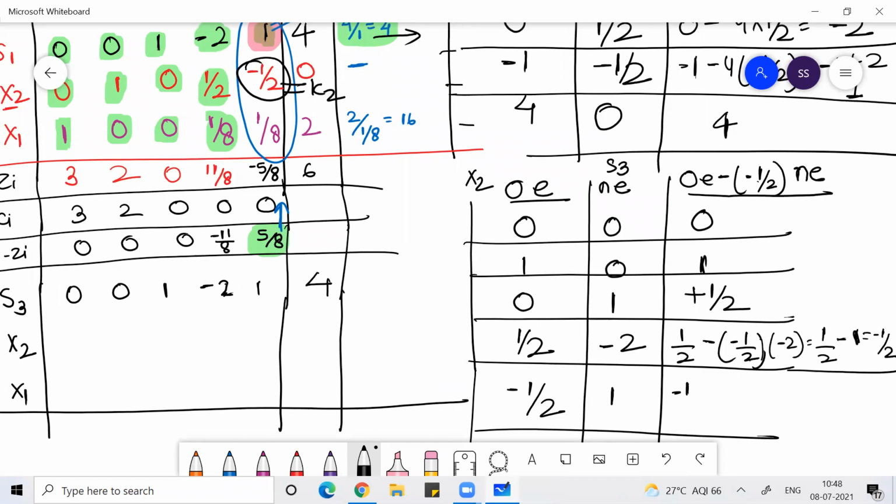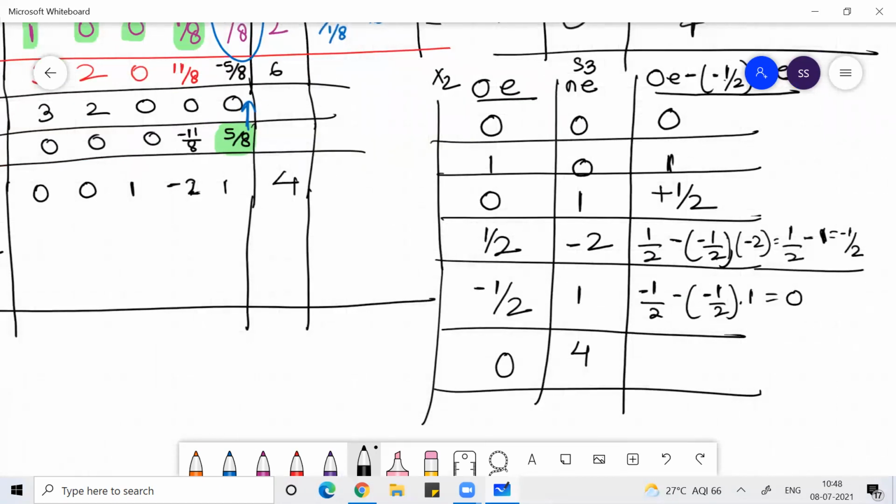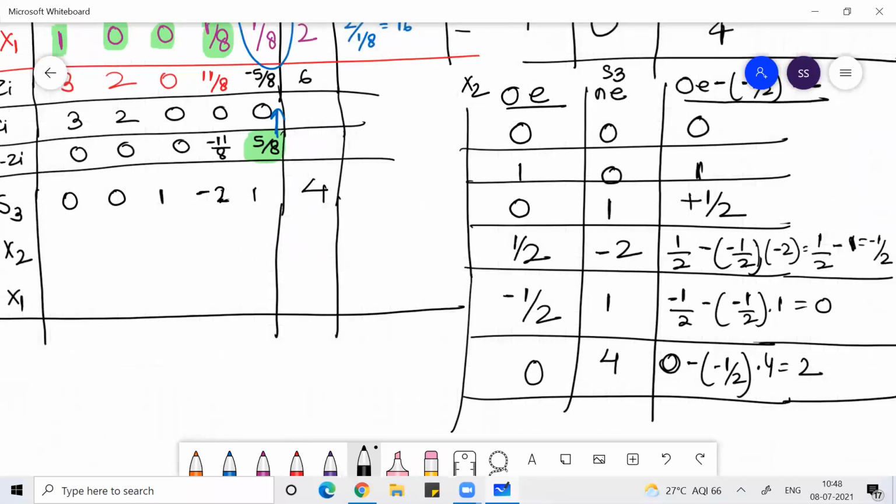Then minus 1 by 2, then minus of minus 1 by 2 into 1. So that would be 0, that would be 0 only. Then it is 0 minus 1 by 2 into 4. That would be 2. So the X2 values, if you want to find, are 0, 1, 1 by 2, then minus 1 by 2, then 0, then 2.